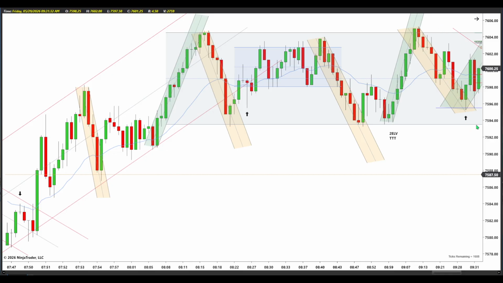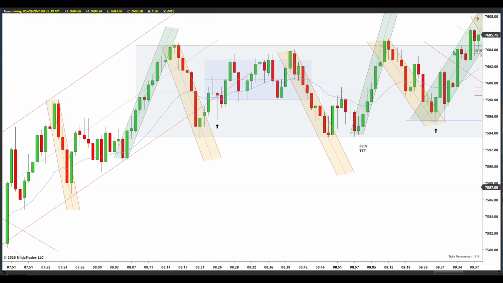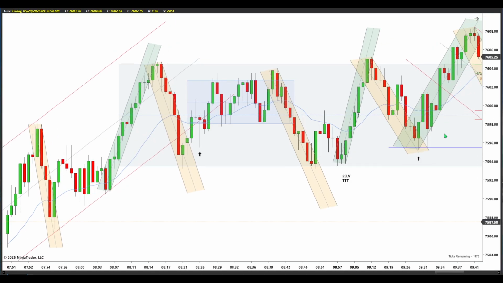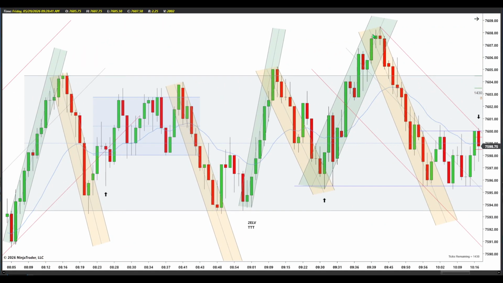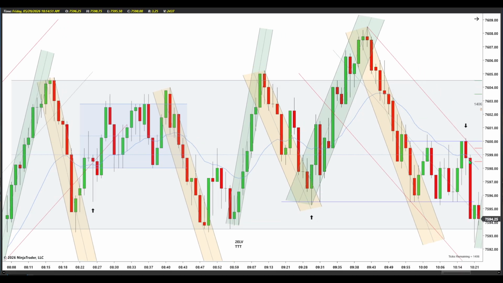This could move down to test the low again here, so there's no setup here. Pushes up, finally breaks out of the top resistance, moves up this green up channel and then reverses, breaks, tests the low, and it starts moving kind of side by side.